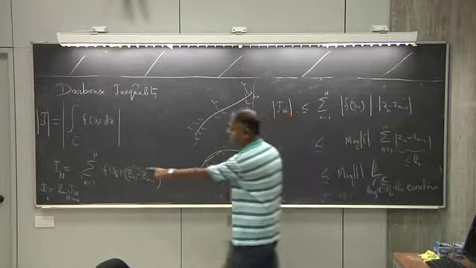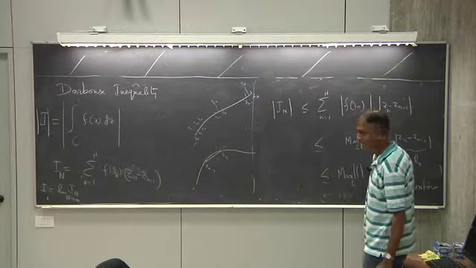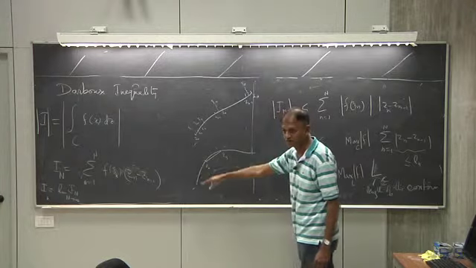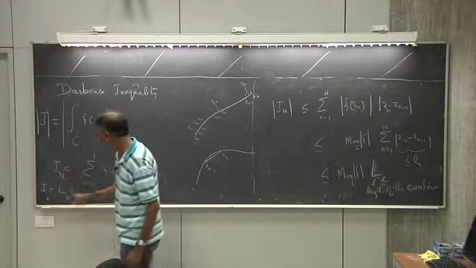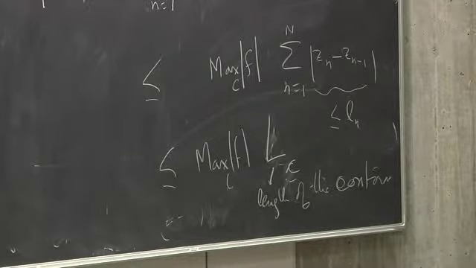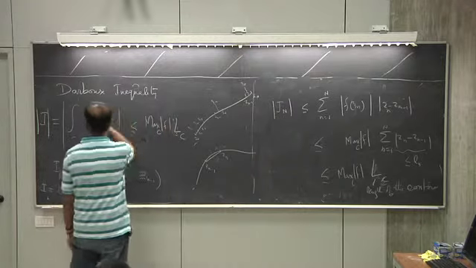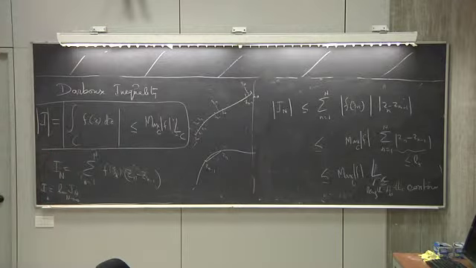Okay, we got a bound for I capital N, right? But notice that this thing does not depend on capital N. This only depends on the property of the contour and the function, how the function behaves on that contour, right? So this is true for any capital N, and therefore, in particular, in the n going to infinity limit also, right? So the final conclusion is that this is less than or equal to the max of the modulus of f on that contour times the length of the contour. That is the inequality. It's a very useful inequality.